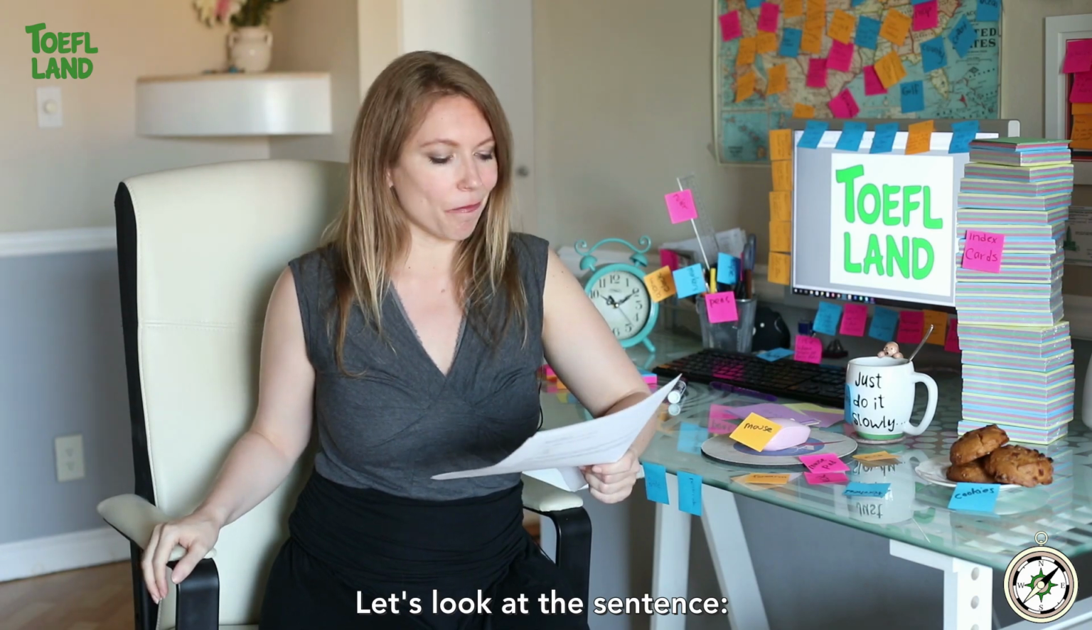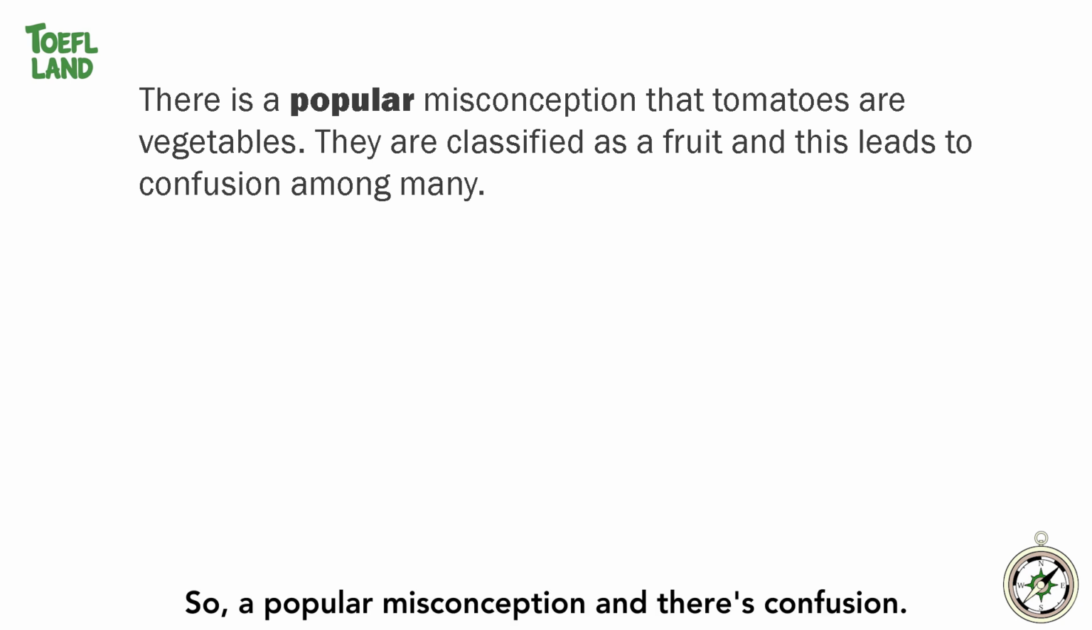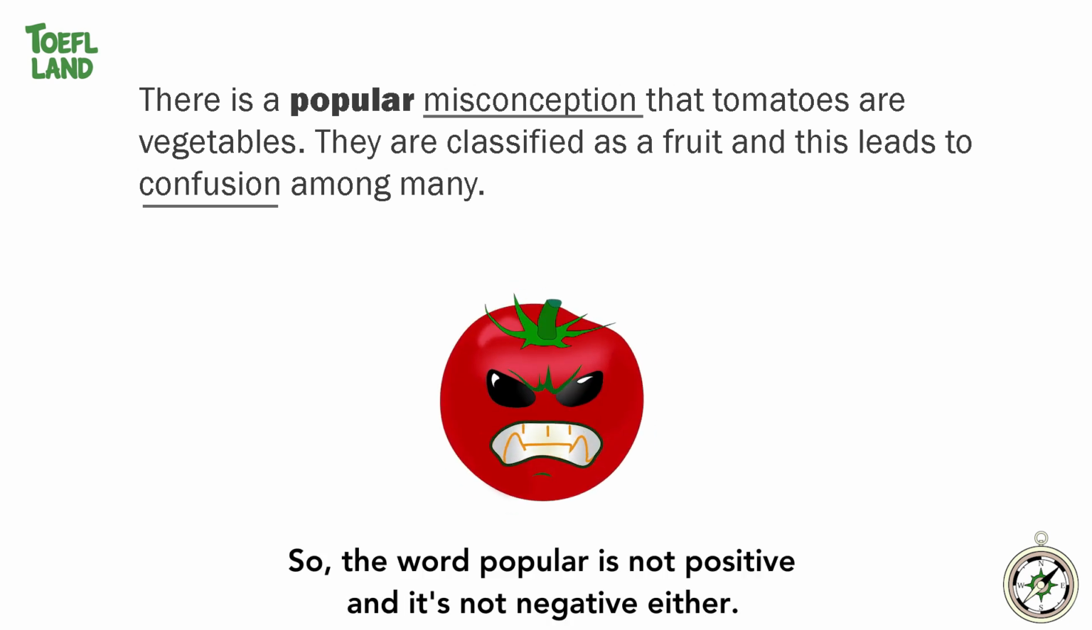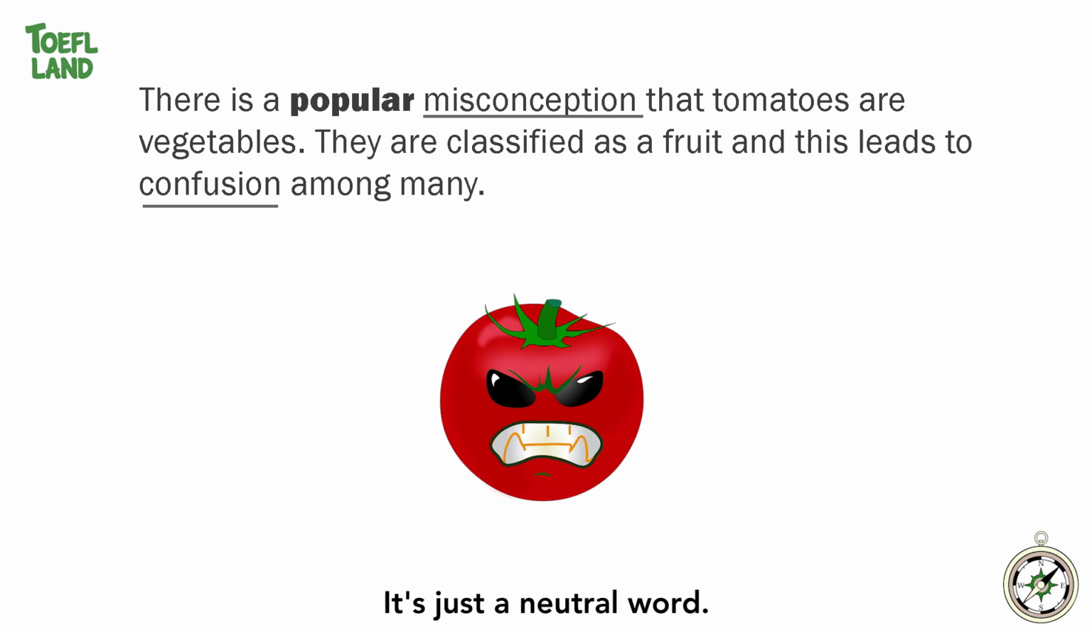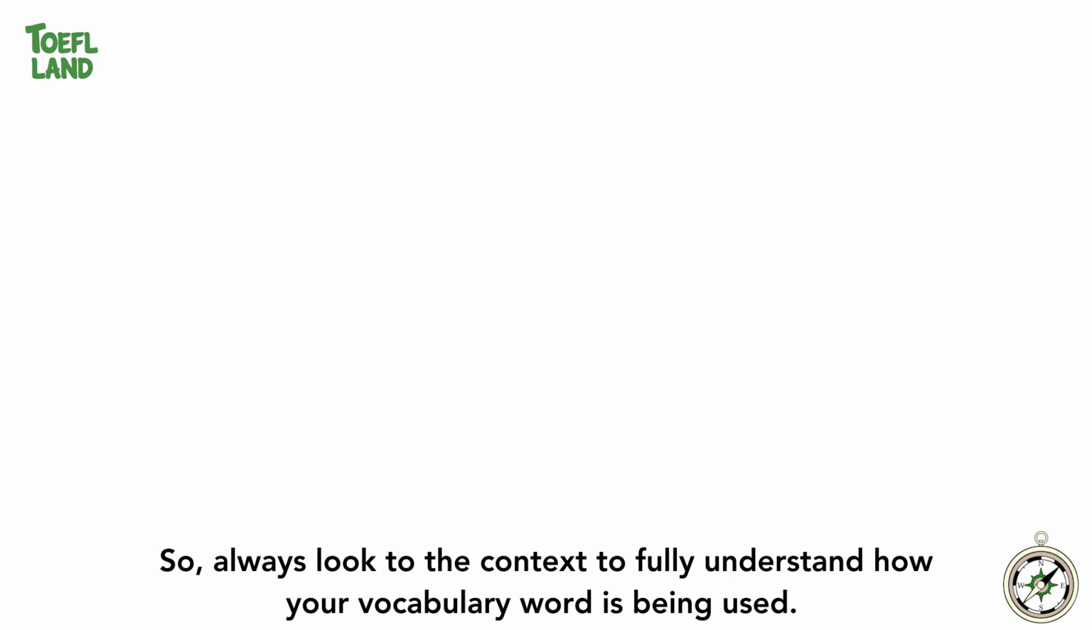Let's look at the sentence. There is a popular misconception that tomatoes are vegetables. They are classified as a fruit, and this leads to confusion among many. So a popular misconception, and there's confusion. These things are not good. So the word popular is not positive, and it's not negative either. It's just a neutral word. So always look to the context to fully understand how your vocabulary word is being used.